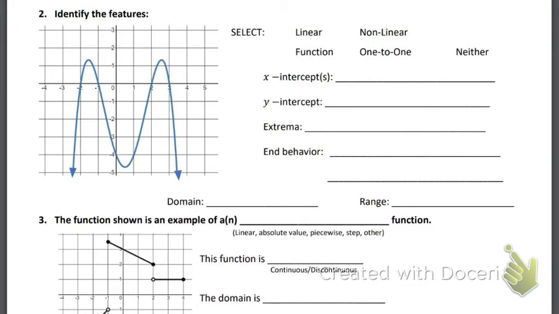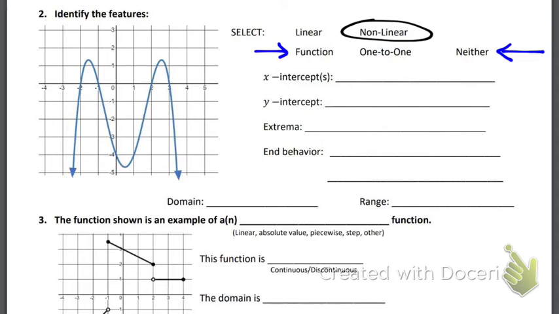Number 2, it says identify the features. So we're going to start off with, is this a line? No, then I would go with non-linear. Next one down wants to know, is it a function, is it one-to-one, or is it neither? We had quite a few conversations yesterday around this, so I want to talk about how you determine these things.